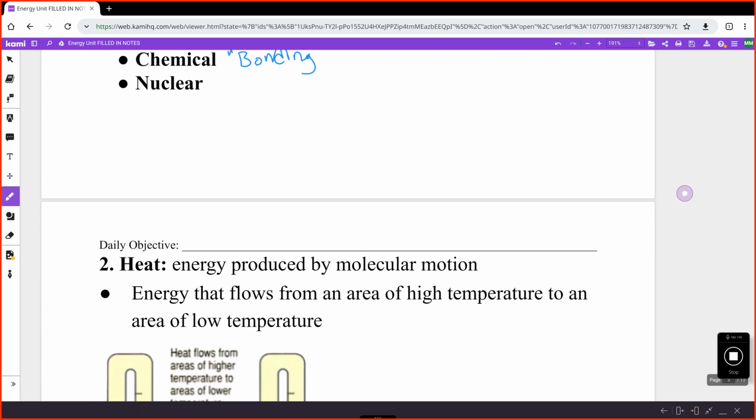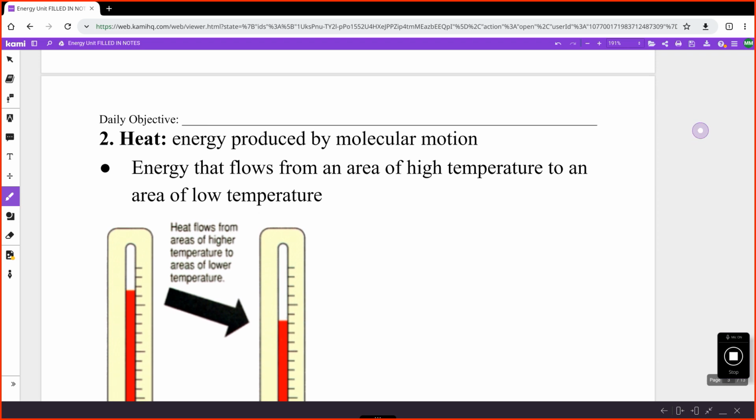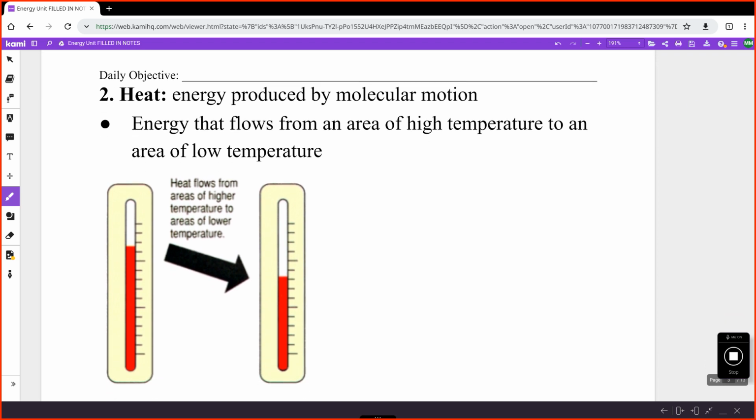We'll specifically talk more right now about heat energy. And so this is the total energy that's produced by the molecular motion. So it kind of plays into the same type of energy as kinetic, but it's total, it's overall, it's everything included.